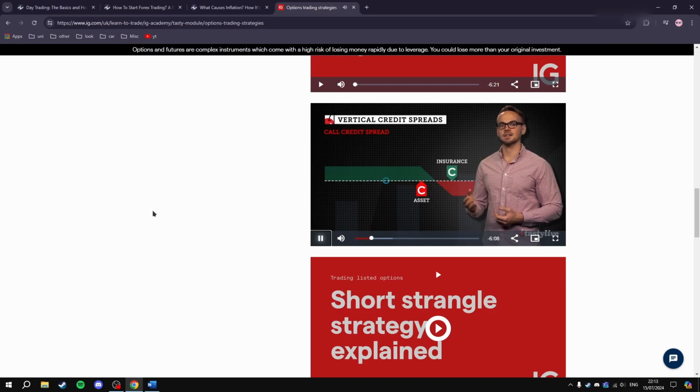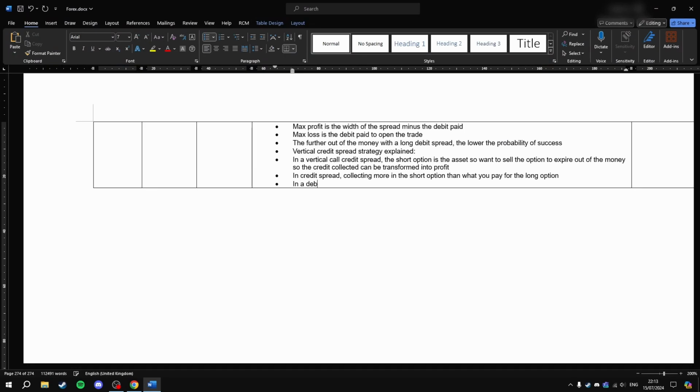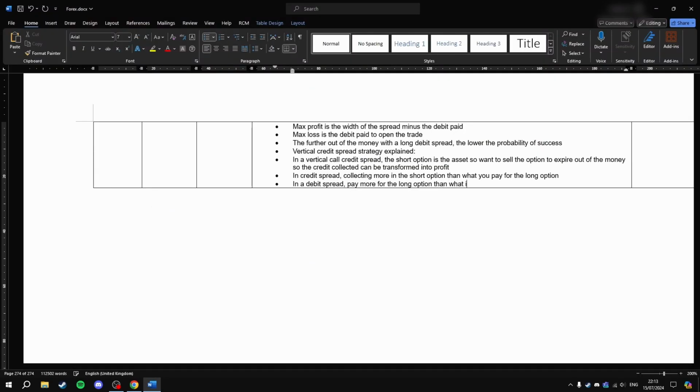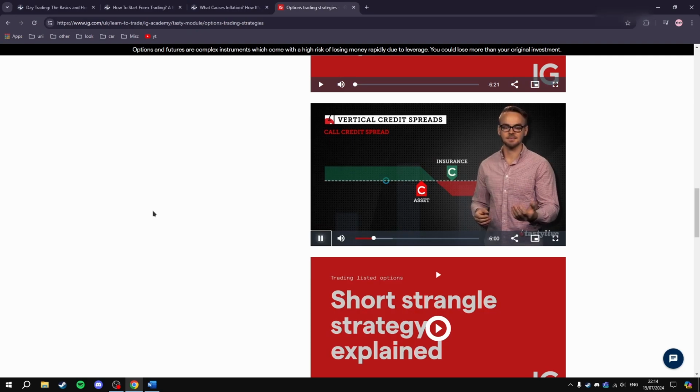This is why the trade is routed for a credit. In a debit spread, we're paying more for the long option than what is collected from the short option to reduce our cost basis. The big difference in a credit spread is the long option and what we use it for.